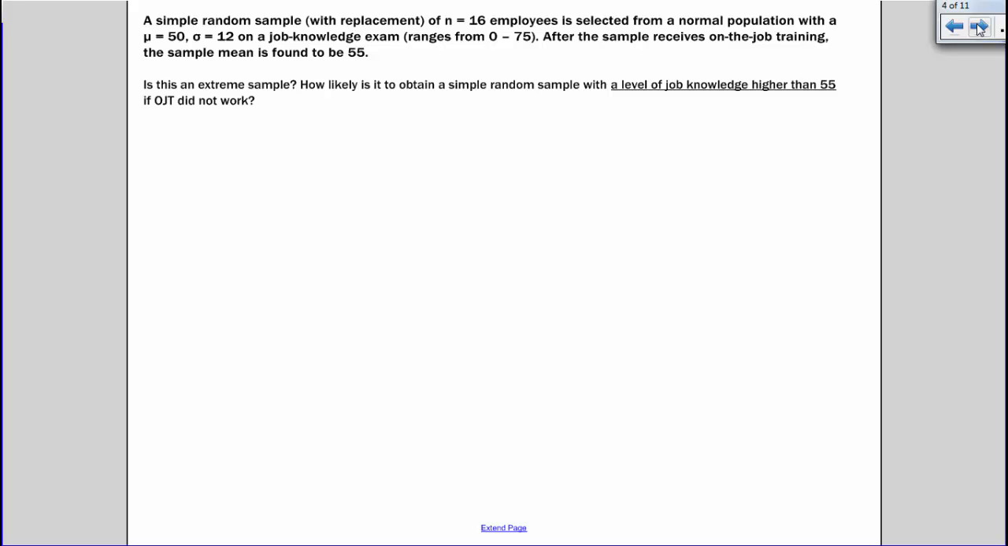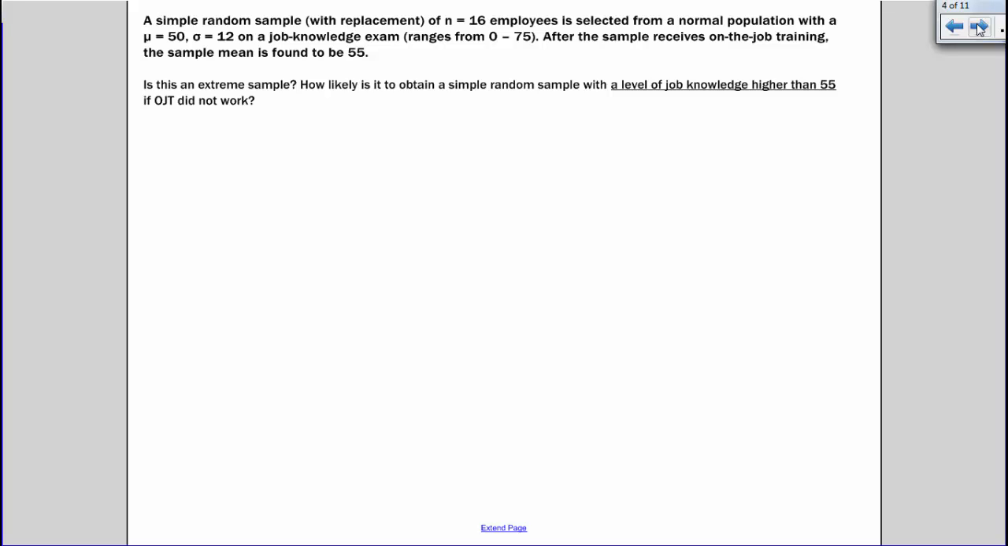Now that's beyond the scope of this class because we don't do hypothesis testing in here, but I just wanted to give you some context for how probability can be used in research, like when hypothesis testing is used. So now let's look at this example.